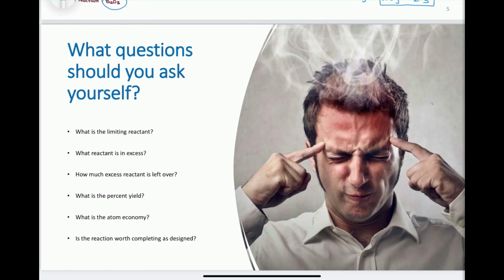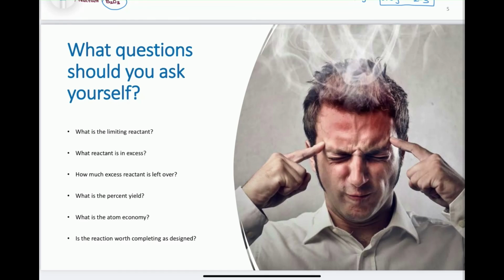The questions I want you to think about actively while you're doing stoichiometric problems, especially limiting reactant and excess reactant examples. Ask yourself, what's the limiting reactant? How do you determine this? Which reactant is in excess? How much excess reactant is left over? If you have the information, even if the question doesn't ask it, it's good to still practice and calculate these different answers to the questions because it just gives you more practice throughout the problems.